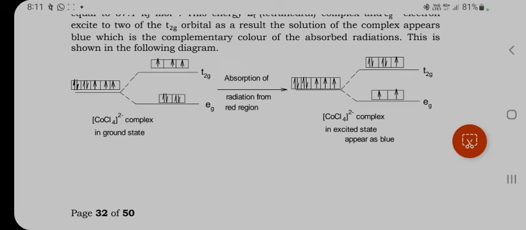So when this cobalt 2 plus ion absorbs the radiation from the red region, the chloro ligands being strong ligands, the unpaired electrons will get paired up in the Eg orbital. The 2 electrons from the lower energy Eg orbital will be promoted to the higher energy T2g orbital.